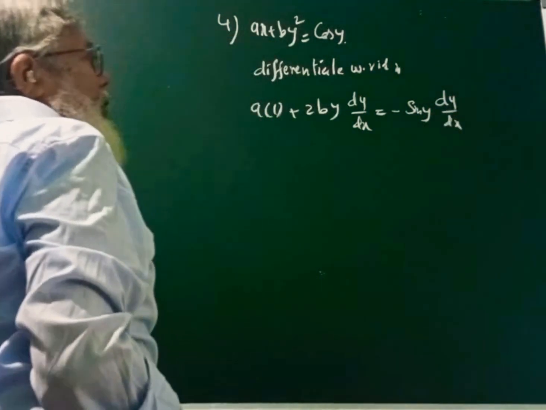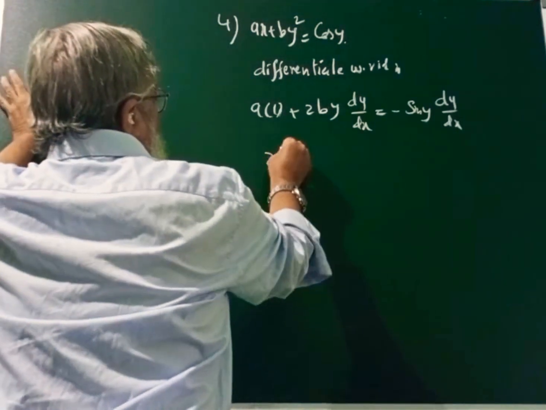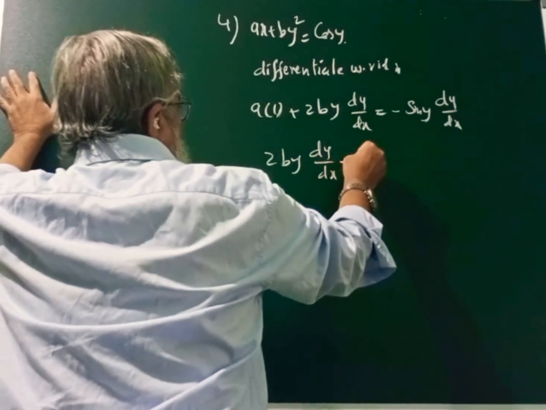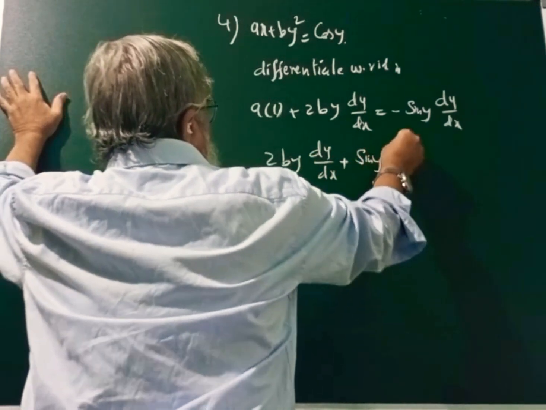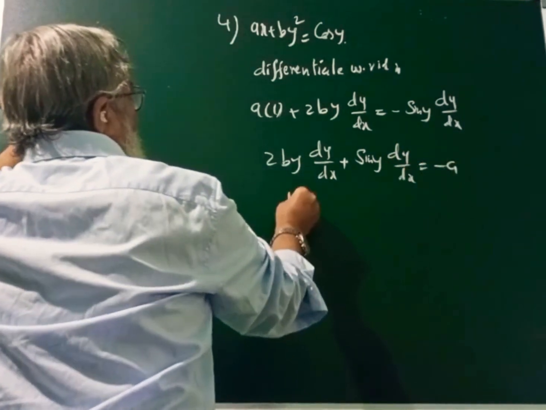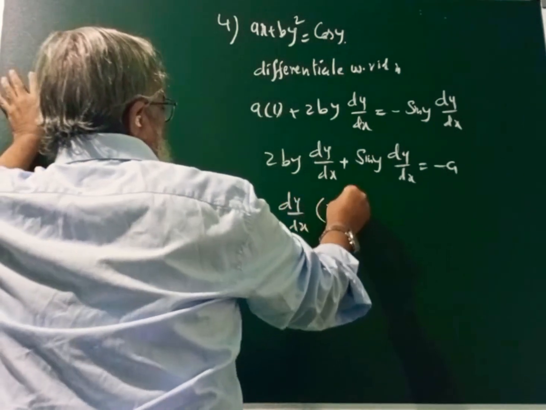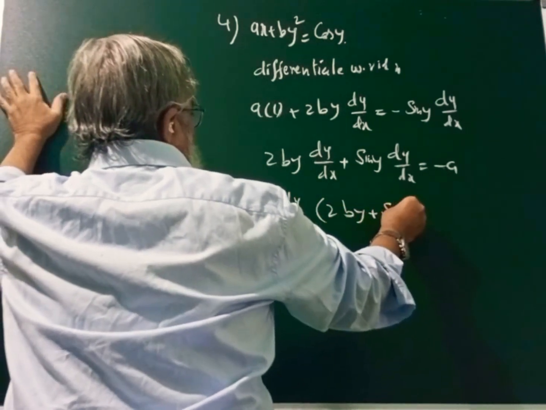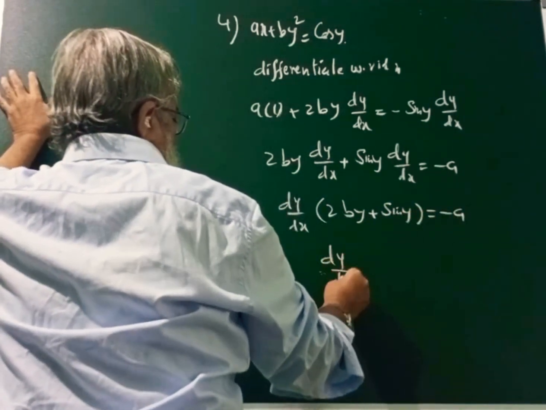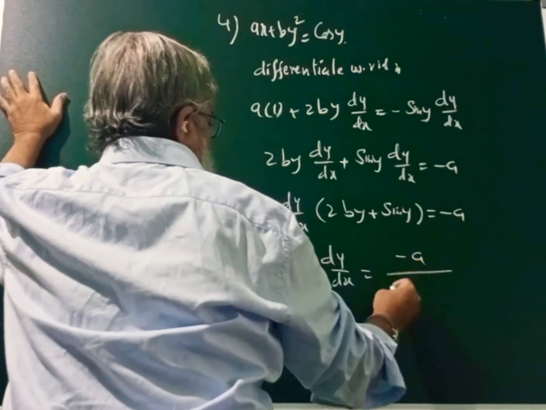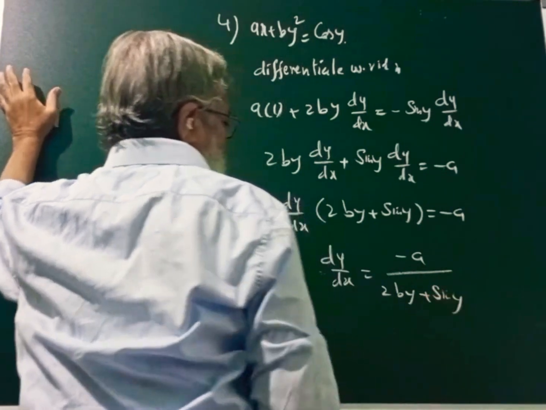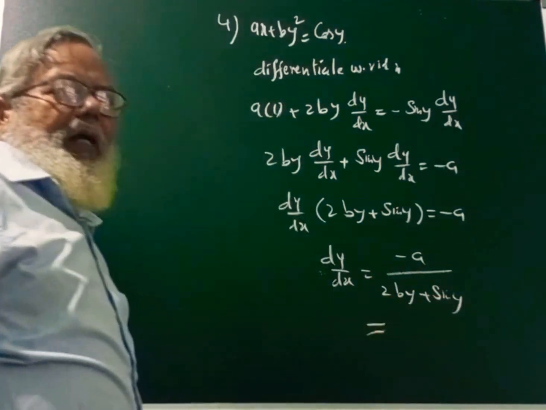Now taking to one side the quantity containing dy by dx, we can write 2by into dy by dx plus sin y into dy by dx is equal to minus a. We take dy by dx common. It is 2by plus sin y is equal to minus a. Therefore, dy by dx is equal to minus a by 2by plus sin y, is the required value of dy by dx.